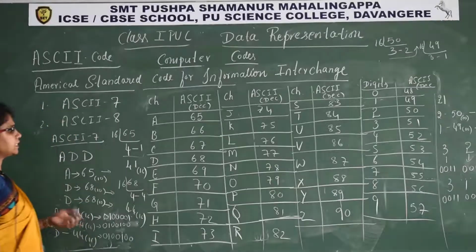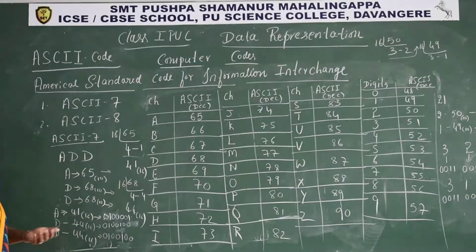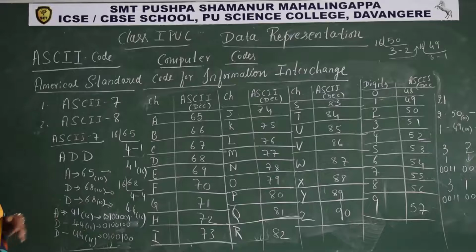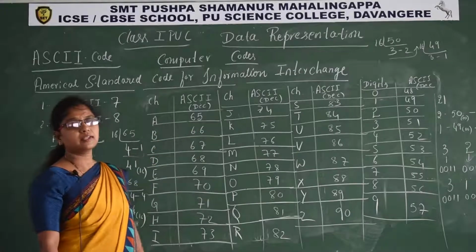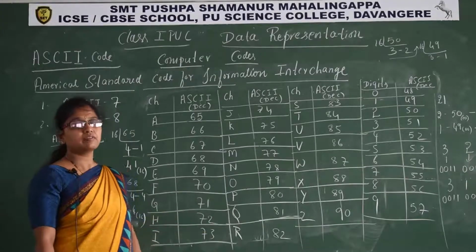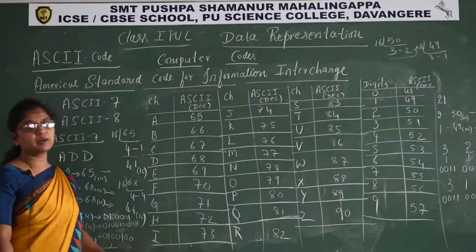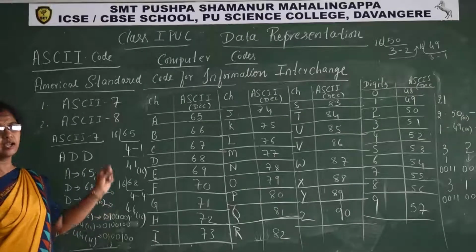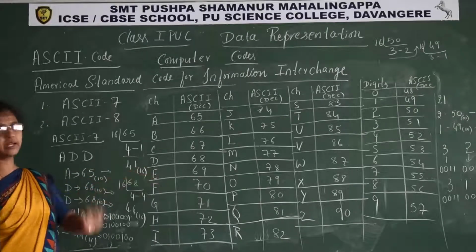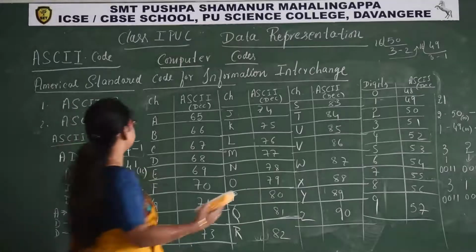When you want to write the ASCII 7 binary code, you have to convert the given ASCII code, that is a decimal number, into hexadecimal. Then for each digit of that hexadecimal number you have to write the ASCII 7 code, or 7-bit binary, and if it is 8-bit you have to write 8-bit binary codes.